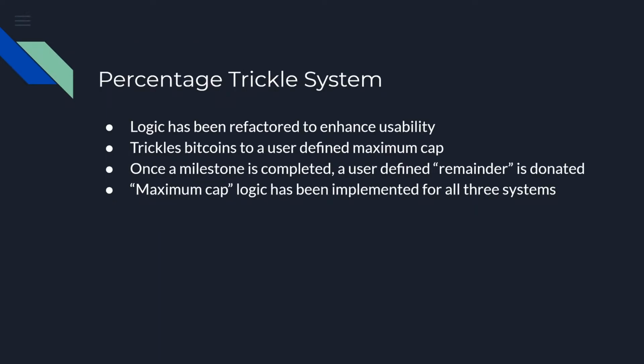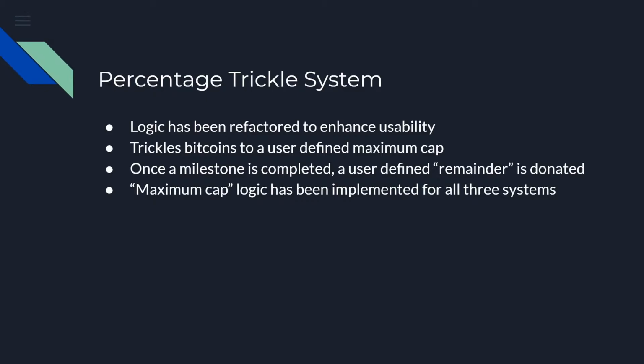Now let's get into the new major trickle system that we've added, called percentage trickle. We've reworked the logic in this system to make it less confusing and more user-friendly. Now this system will slowly trickle a user-defined amount of money until they reach a maximum cap. Once the donation numbers hit the cap, trickling will cease until a milestone is completed. Once a milestone is completed, the remainder in the promised amount will be immediately donated.